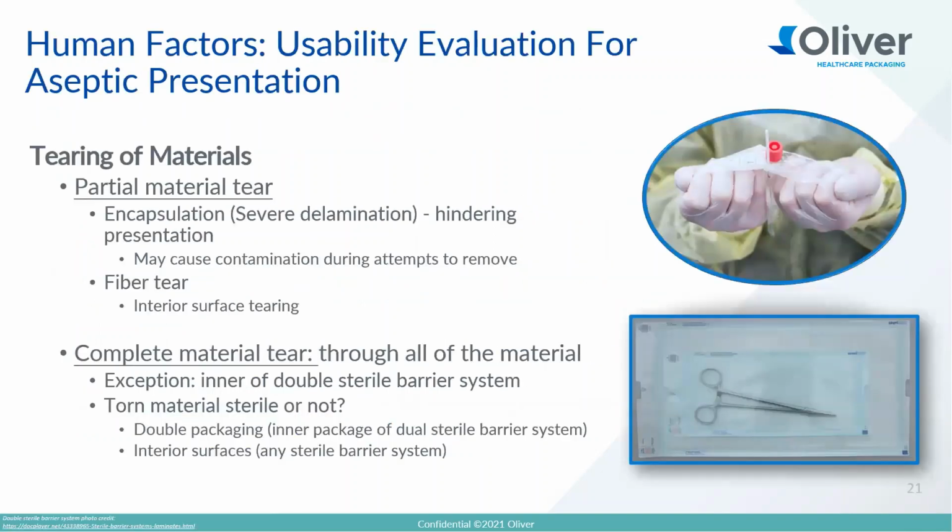Yeah, I think, Jeff, if we dig a little deeper into tearing of materials, it's evident enough that there are two different types. Normally, there's partial material tear, and then there's complete material tear. But I think what would be interesting for our listeners today is to get our perspective on our interpretation of these.